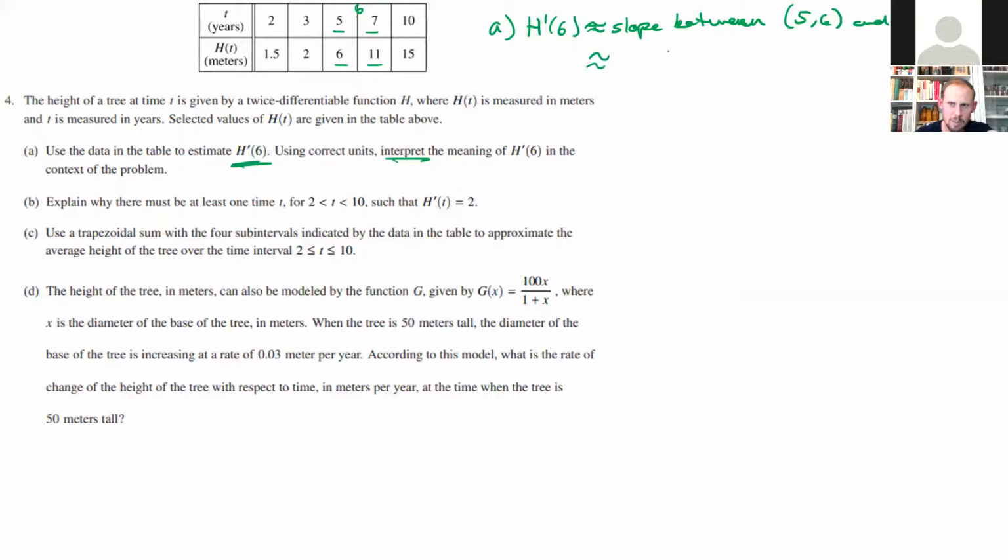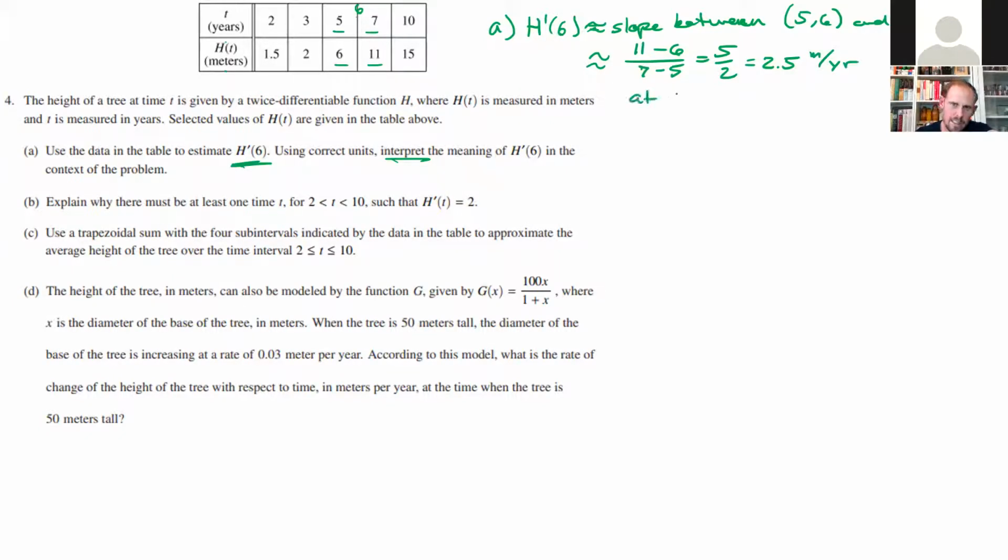So it's approximately going to be equal to 11 minus 6 over 7 minus 5. So that's 5/2 or 2.5. And using correct units, interpret the meaning. So this was meters per year.